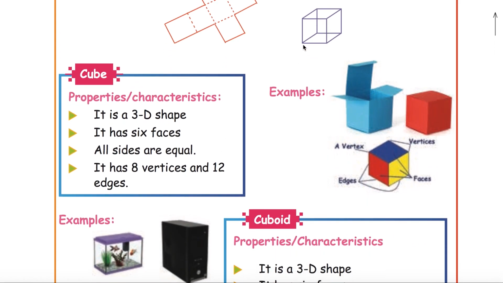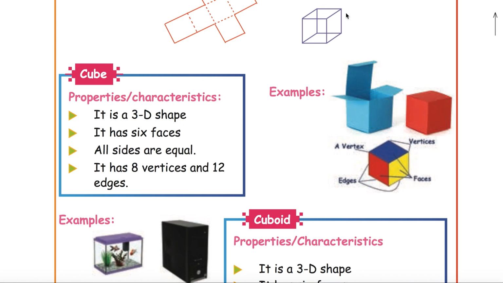This one is a cube. It has six faces: one, two, three, four, top one, bottom one, total six faces. All sides are equal in a cube, that is length, breadth, height, all are equal. It has 8 vertices and 12 edges. Vertices: 1, 2, 3, 4, 5, 6, 7, 8.